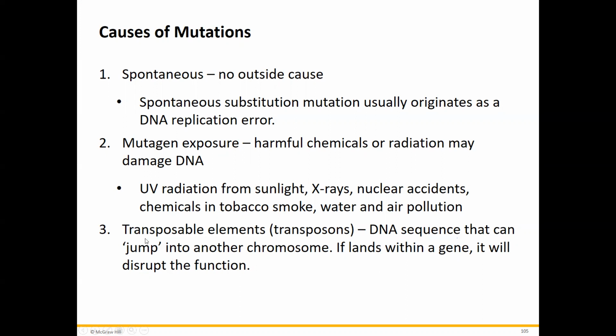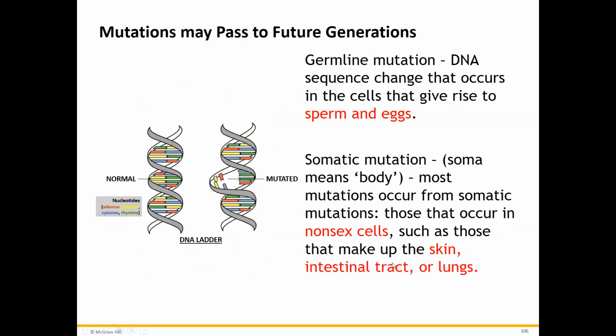And then finally, there is this thing called transposable elements, or more commonly called transposons. That's simply DNA sequences from one chromosome that will jump into another chromosome. And if it lands within a gene, it can disrupt the function. So those are just three real general ways that mutations can happen.